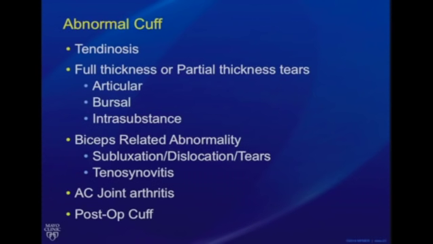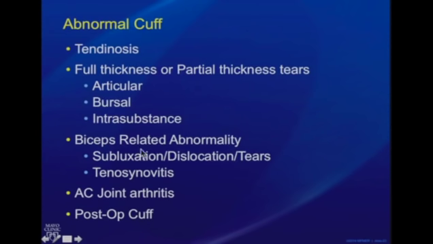Now we'll look at the abnormal cuff. One of the most frequently encountered pathologies is tendinosis. Then we see patients who have full thickness or partial thickness tears. The partial thickness tears could be articular, could be bursal in location, or could be intrasubstance tears.